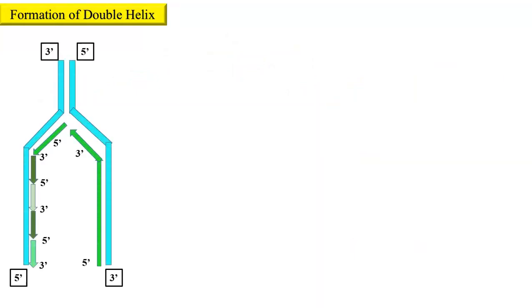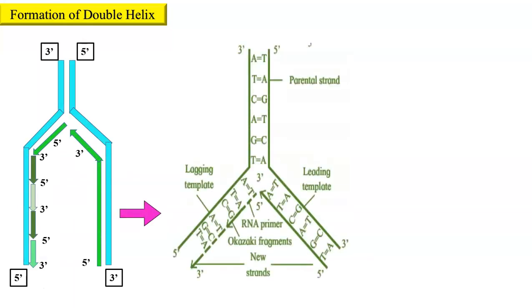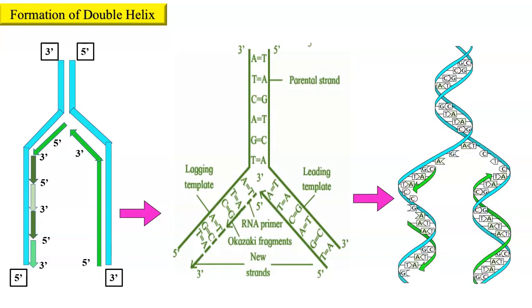Formation of double helix. Finally, the DNA gyrase or topoisomerase enzyme forms the double helix to form the two daughter DNA molecules. The enzyme responsible is topoisomerase. Thus, the DNA replication occurs in a eukaryotic cell.